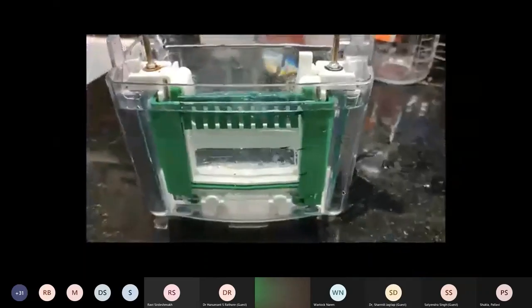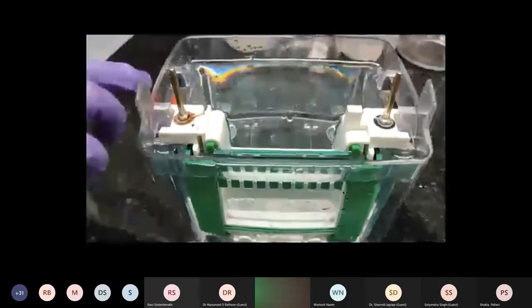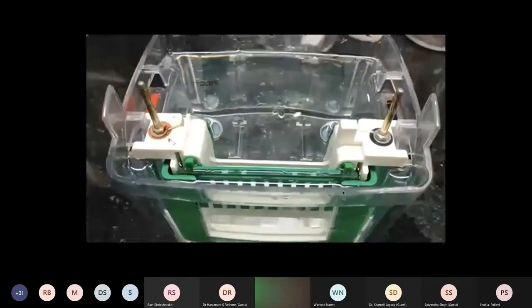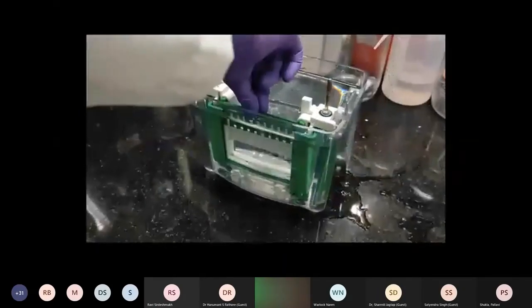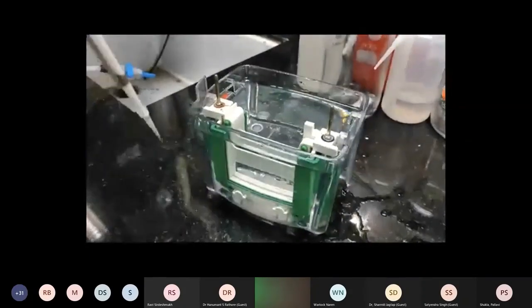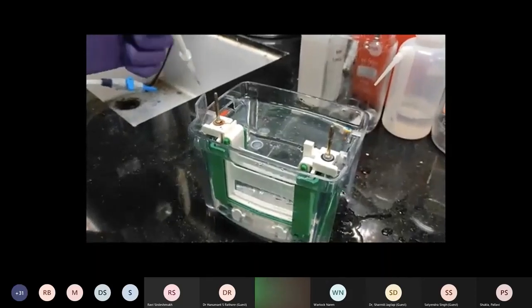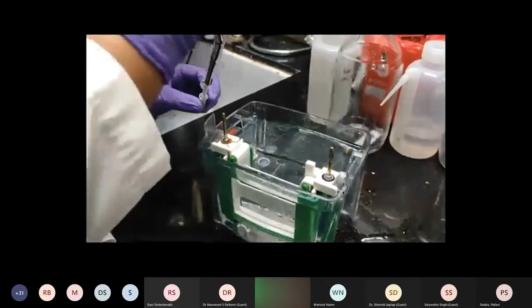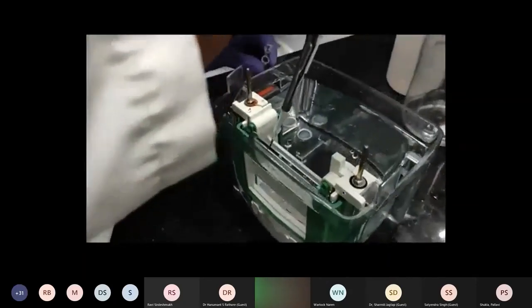Now the casted gel is placed inside the electrophoretic tank along with SDS running buffer. The comb is removed to expose the wells so that the sample can be loaded. A suitable amount of protein is loaded for checking the quality.